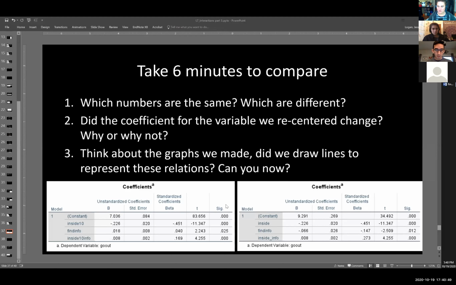All right. Let's just skip to number 2 because I assume that you can both look at and figure out which numbers are the same and different. So did the coefficient for the variable we recentered change?